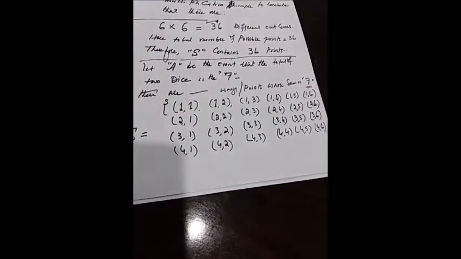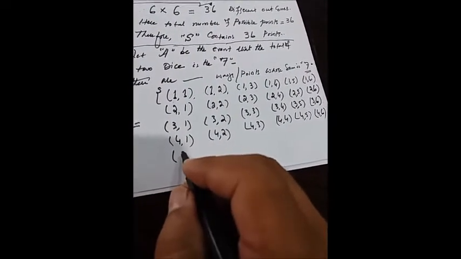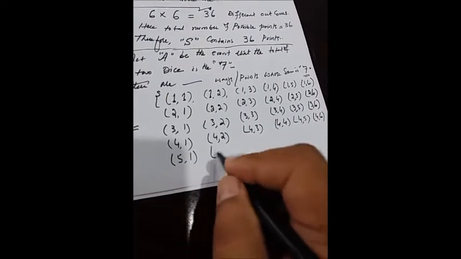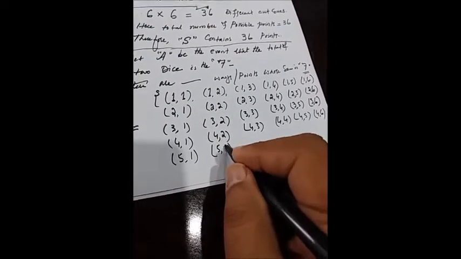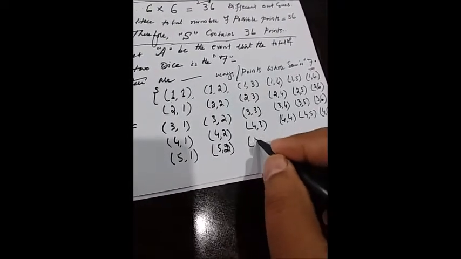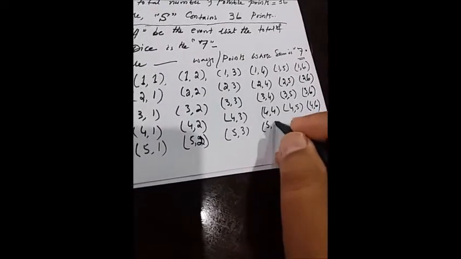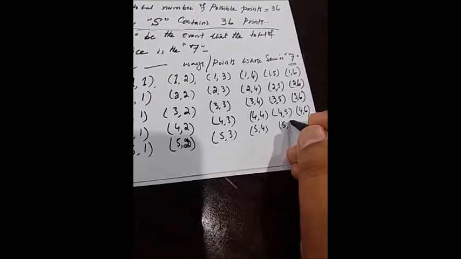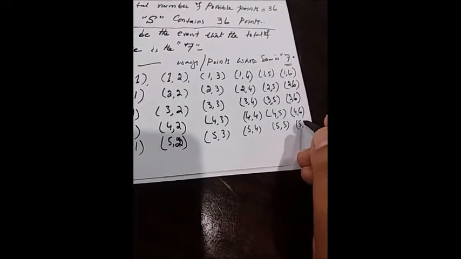So again, there is a possibility that one die is rolled with 5 and the second die is rolled with 1. One die rolled with 5, the second die with 2. One die contains 5 and the second die contains 3. One die contains 5 and the second die contains 4. One die contains 5 and the second die may contain 5. And one die contains 5 and the second die may be rolled with 6. So these are the ways.